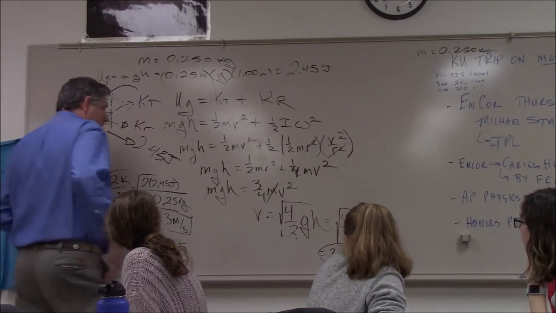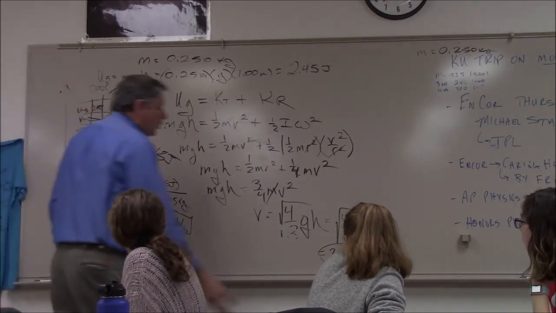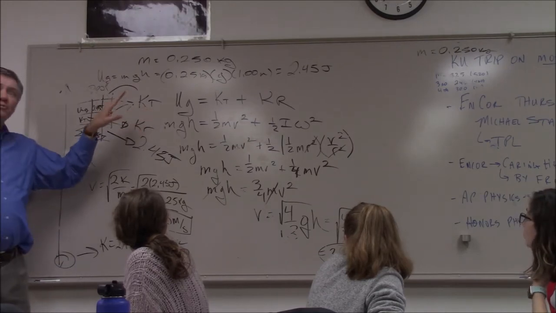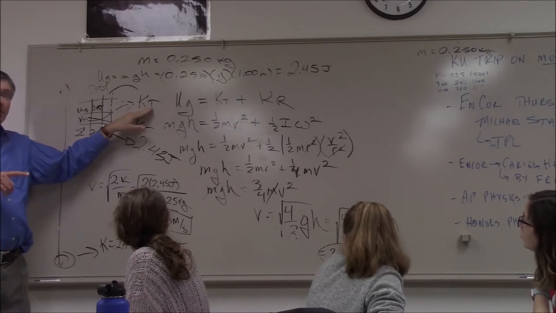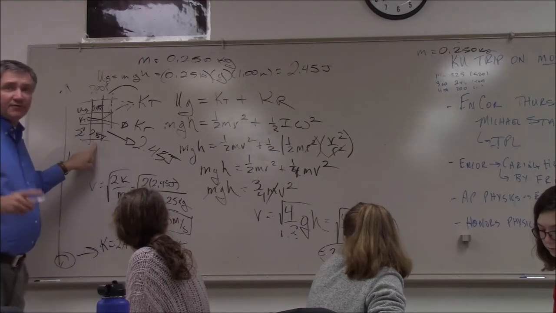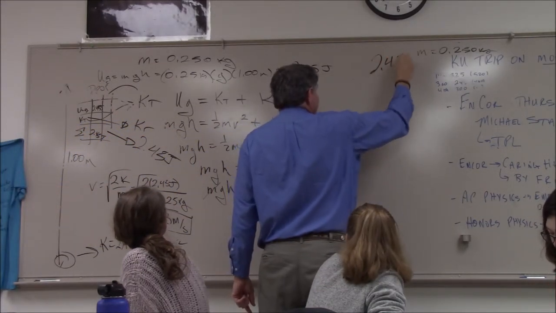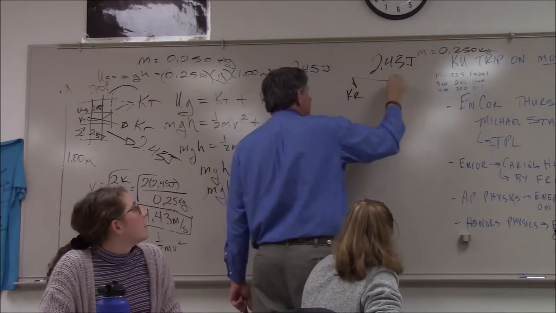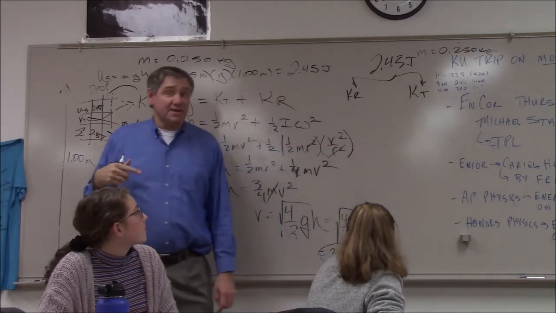Now, knowing this, 3.61 meters per second, what could I do with that? At that point, could I calculate my translational kinetic energy? Yeah. And then you can find your rotational. Right? Because I still got 2.45 joules of energy. True? So I've got 2.45 joules of energy, and that's got to get split between KR and KT. Which one of these is going to be easier to calculate at this point? KT.